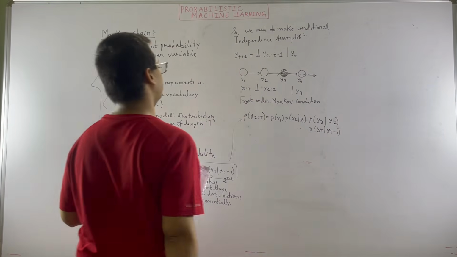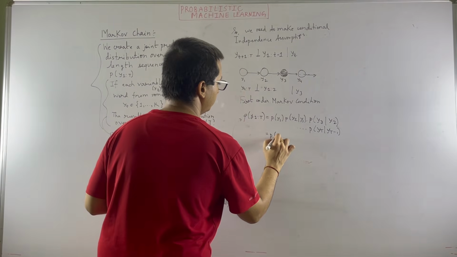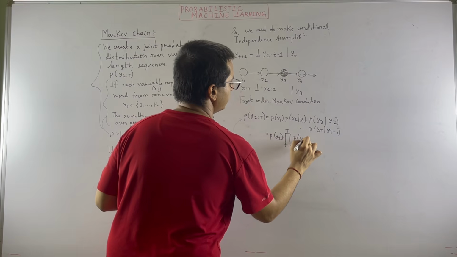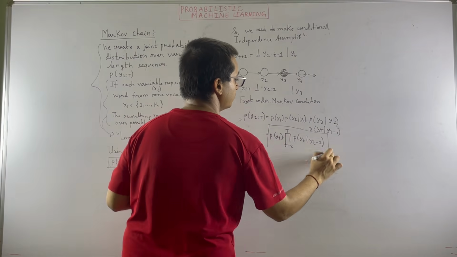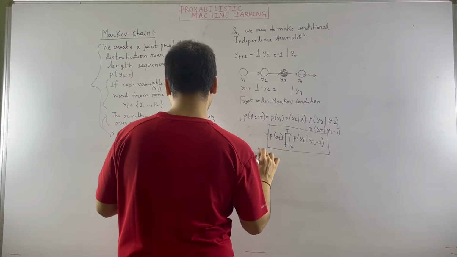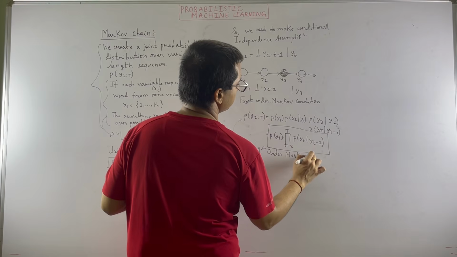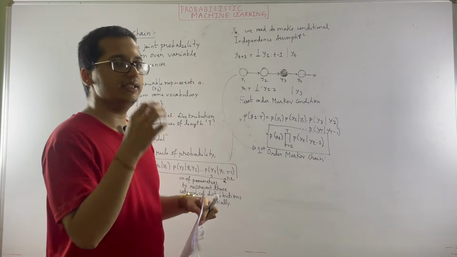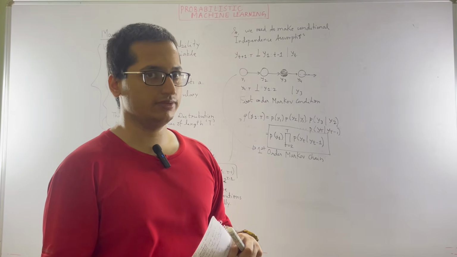You can write it as p of y1 into the product for t equal to 2 to capital T of p of yt given yt minus 1. So this beautiful equation is called the first order Markov chain. So what will a second order Markov chain be? In that case, let's say yt will depend on yt minus 1 and yt minus 2. That is second order.